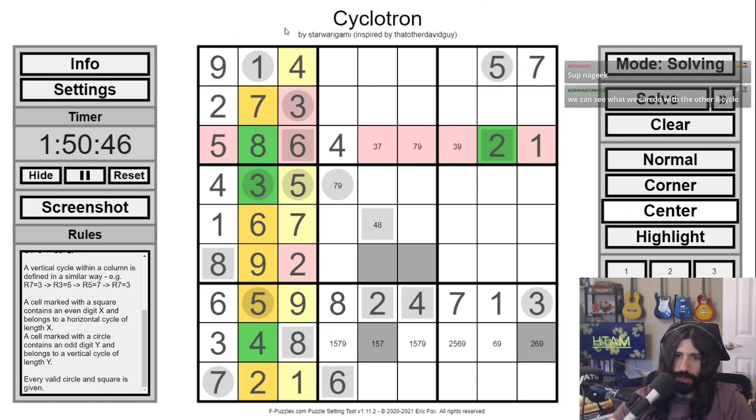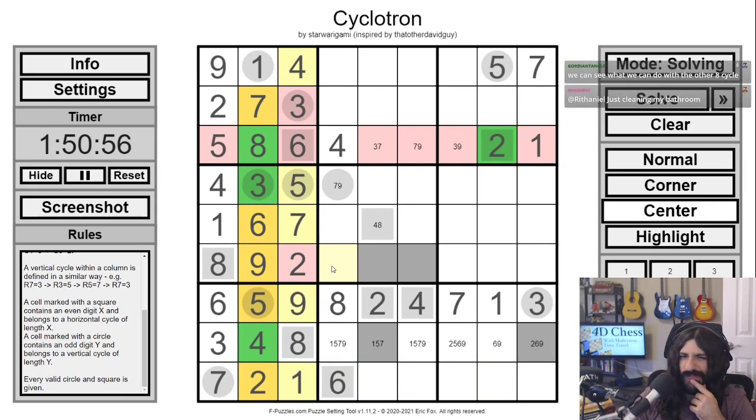We can see what we can do with the other 8 cycle. Fair, okay, all right. It's got a lot fewer constraints, but hey, listen, won't let that stop us.